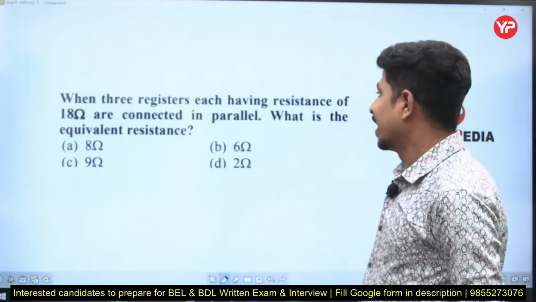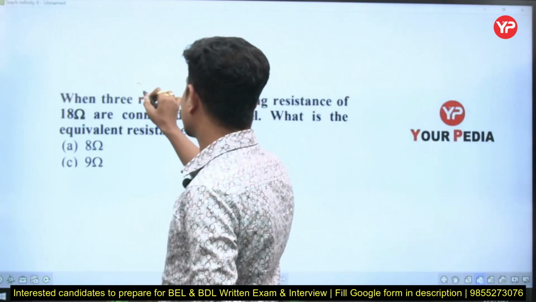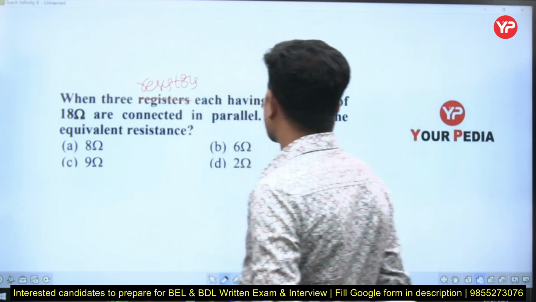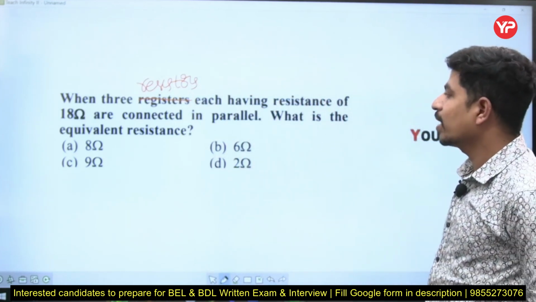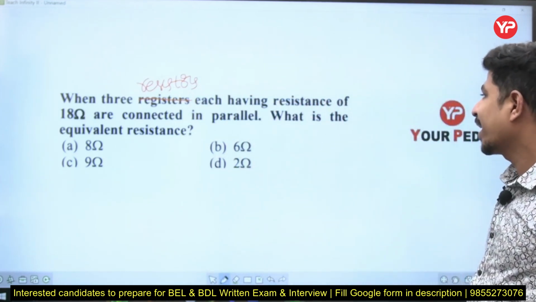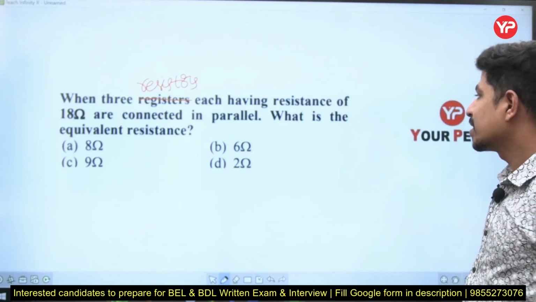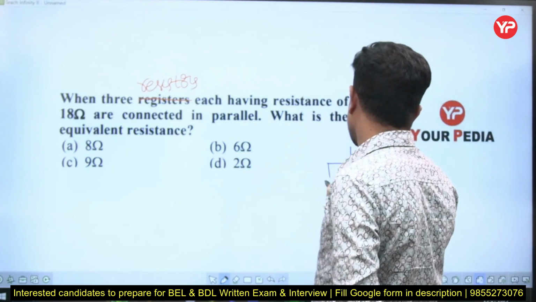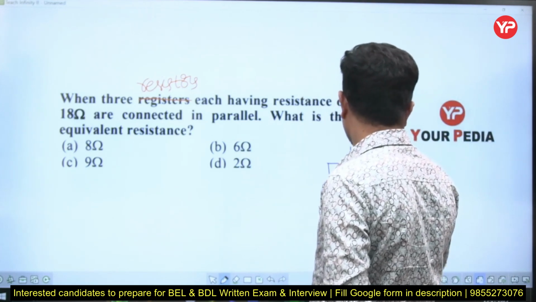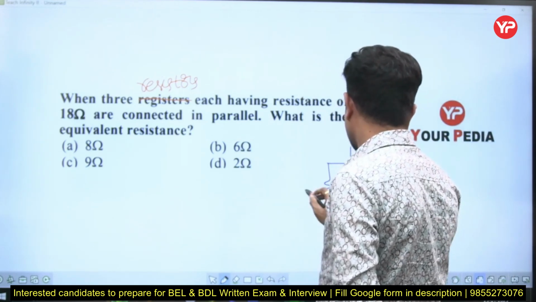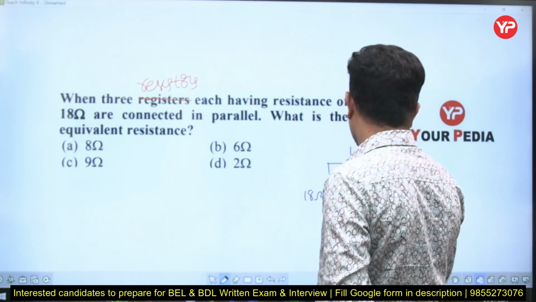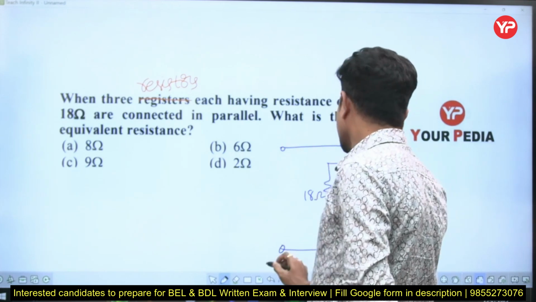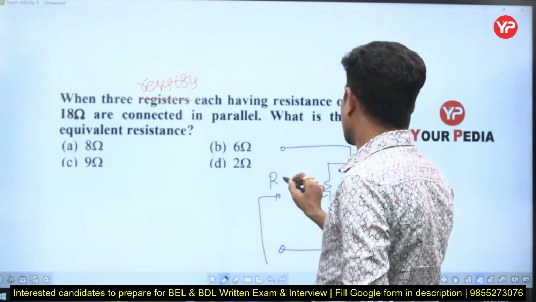When three resistors, each having resistance of 18 ohm, are connected in parallel, what is the equivalent resistance? Yes, I have three resistances, each of 18 ohms. What is the equivalent resistance is the question.